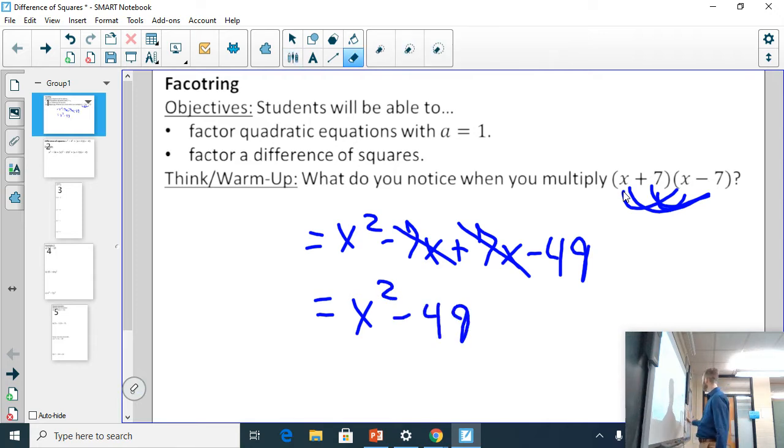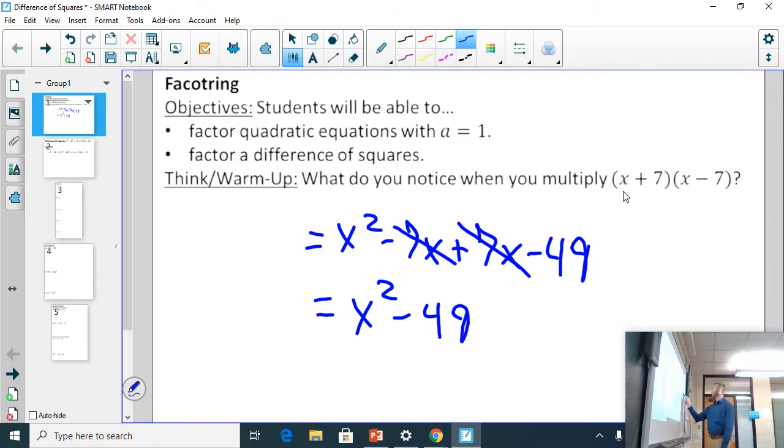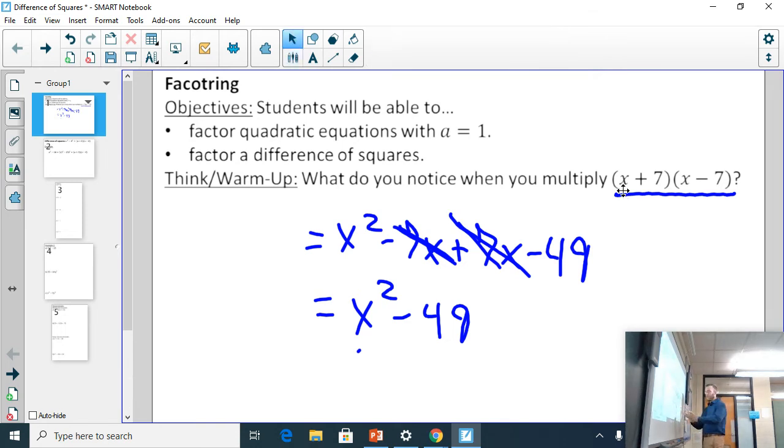So the thing to take note of is, we kind of had the same thing going on, right? We just had a plus and a minus. So we had the same x and 7, except one is negative. And what will happen every time you have something like that is these middle terms are going to cancel out, and you're going to be left with whatever variable you had squared, and then a perfect square. And 49 is a perfect square. And if you don't know your perfect squares, you should get used to them, right?